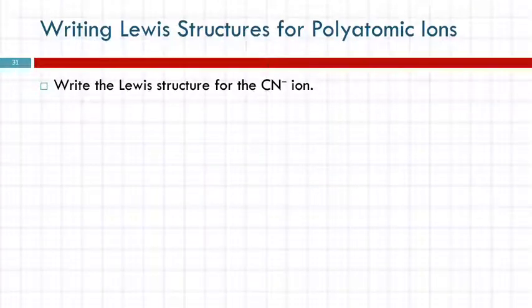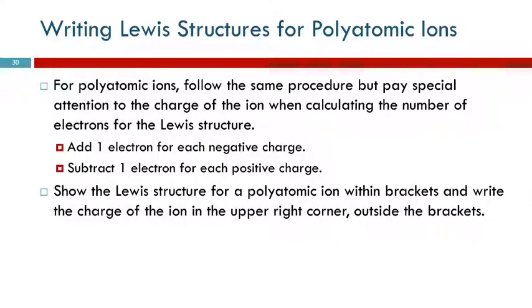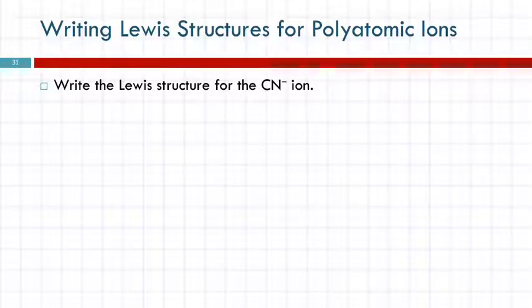Okay, let's look at cyanide. So the cyanide ion. Here we have a polyatomic ion. It's got 2 different elements and it's got a charge on it. So we're going to have carbon and we're going to have a nitrogen.